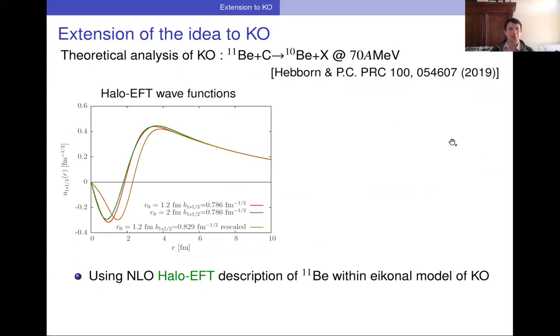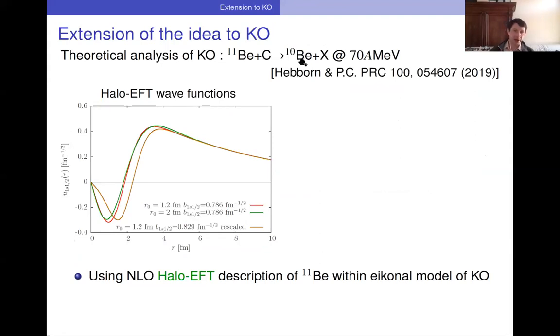So Chloe has now also extended the idea of this, including halo EFT in knockout reaction, and she has done calculations not on carbon-15 but on beryllium-11, which is our usual test case. So the idea is you send beryllium-11 on a carbon target, and then the carbon strips the neutron from beryllium-11, and what is left out is the core.